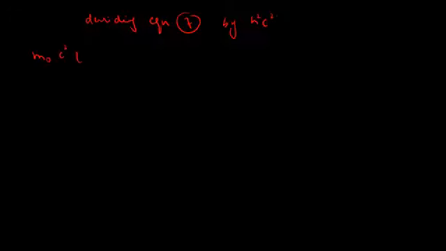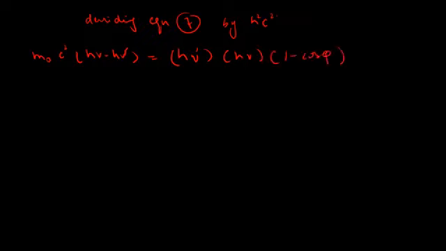So by dividing equation 7 by h square c square, to write it in terms of lambda, we will get m naught c square into h mu minus h mu prime is equal to h mu prime into h mu into 1 minus cos of phi.